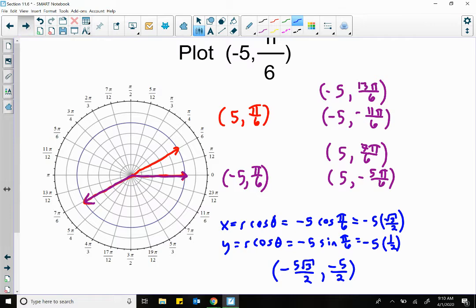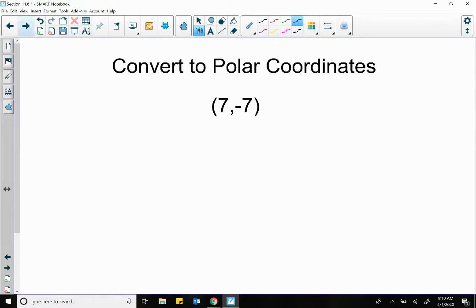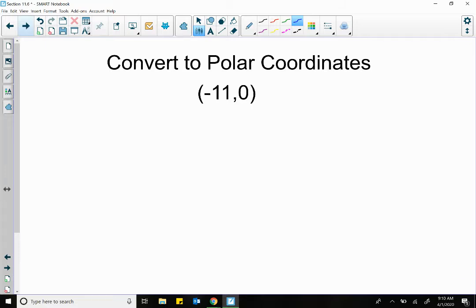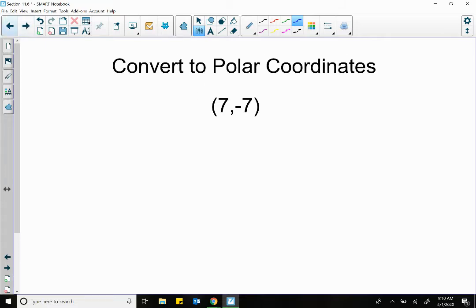So let's talk about the other half. So now we're going to go backwards. I think I got 2 of these. Yeah. So let's go backwards. This time I've got the rectangular, and I want you to go back to the polar coordinates. Okay? So let's talk about how we do that.